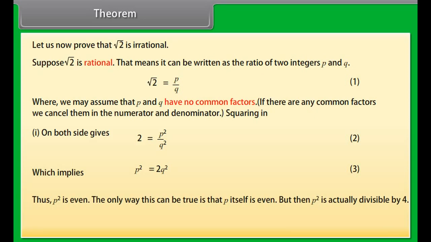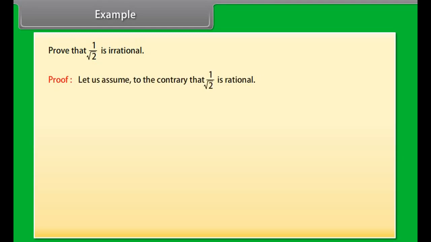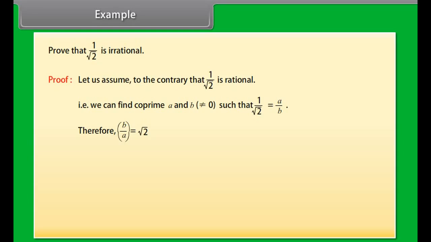Squaring both sides in 1 gives 2 is equal to p square upon q square, equation 2, which implies p square is equal to 2q square, equation 3. Thus, p square is even. The only way this can be true is that p itself is even. But then p square is actually divisible by 4, hence q square, and therefore q, must be even. So p and q are both even, which is a contradiction to our assumption that they have no common factors. The square root of 2 cannot be rational.